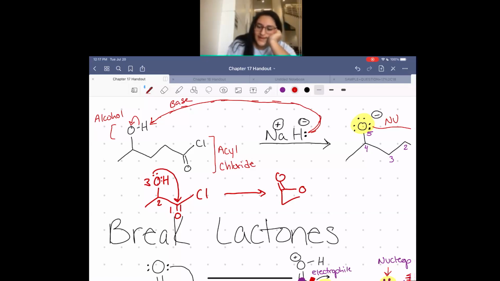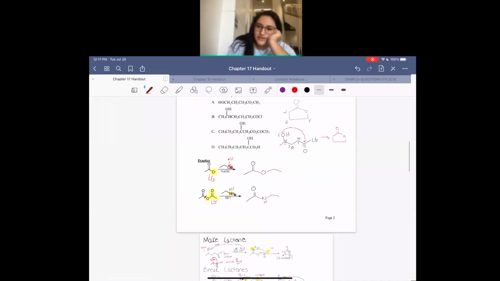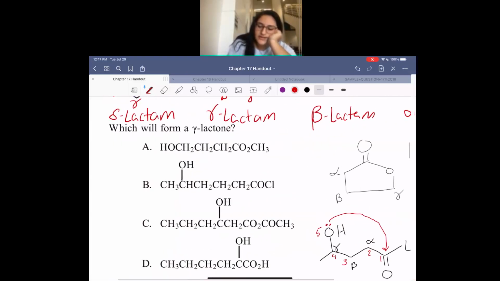So, if he asks you a question like this, where he says, which will form a something lactone, I want you to draw out that type of lactone. In this case, it was a gamma again. And we're going to work backwards to find how far away the OH has to be in order to form a 5-membered ring.